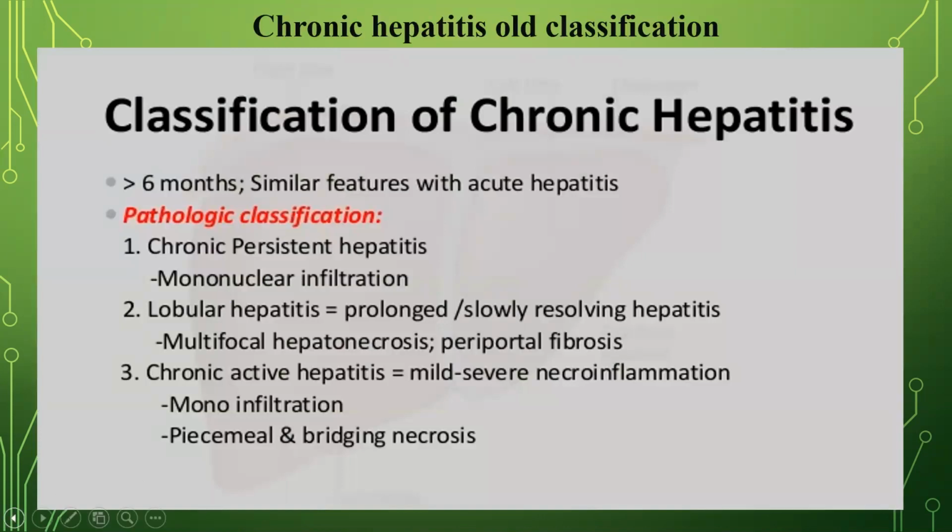The older classification of chronic hepatitis divided all hepatitis that lasted more than 6 months, and despite similar features with acute hepatitis, was based on pathological classification. So they divided it into chronic persistent hepatitis, lobular hepatitis, and chronic active hepatitis with mild to severe necroinflammation.